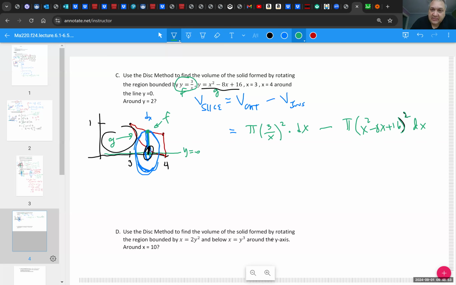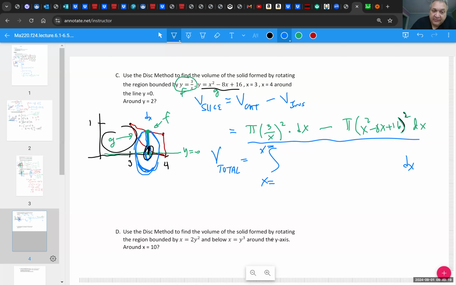Again, I can take the pi outside, but the total volume is just going to be the integral of all of this stuff. We're adding up all the possible slices, and that will give us the total volume, not the volume of one slice, but the volume of every single slice. We are doing things in terms of dx, so our limits have to be in terms of x.